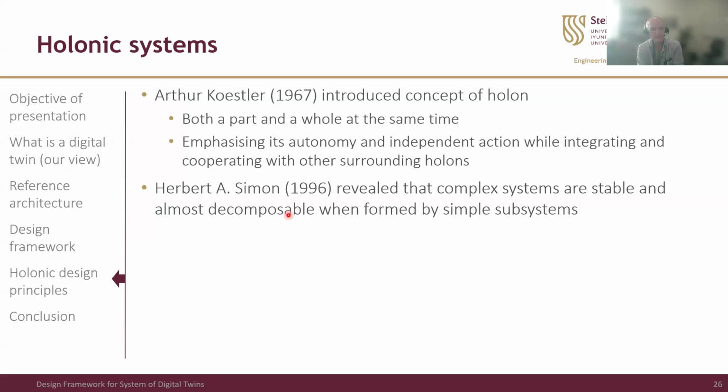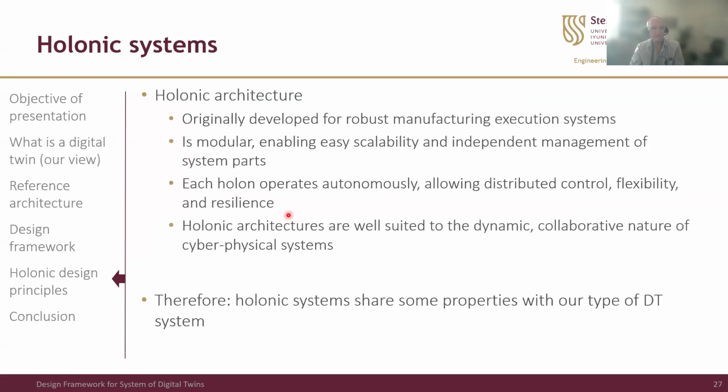So the notion of a holon comes from way back in 1967 from Koestler, and the idea is a holon is a whole in itself, but also one of a greater whole. So there's this autonomy of a holon while it's also cooperating with other holons. And this is particularly useful in complex systems, as I'll be discussing just now. So it links with a complex system notion from Simon that a complex system is stable and almost decomposable when it's formed by simple subsystems. So combining these two notions is really close to our approach for digital twins, in that we subdivide our system into digital twins and services, and actually each of them constitutes a holon in its own right.